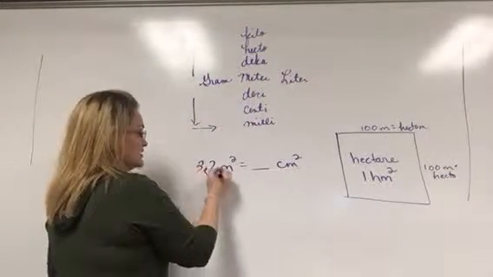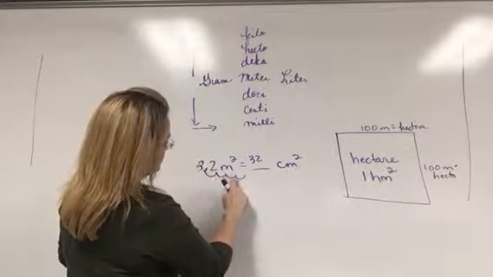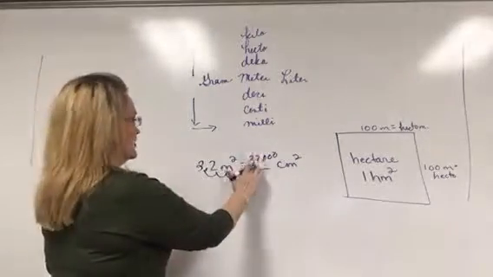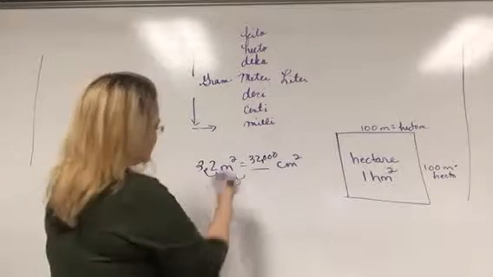Down is right, so 1, 2, 3, 4. Making sure. So 32,000. A lot, right? Let's do that again.